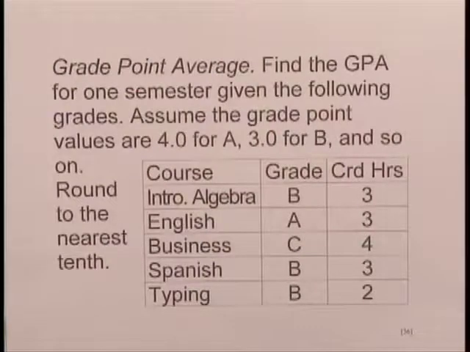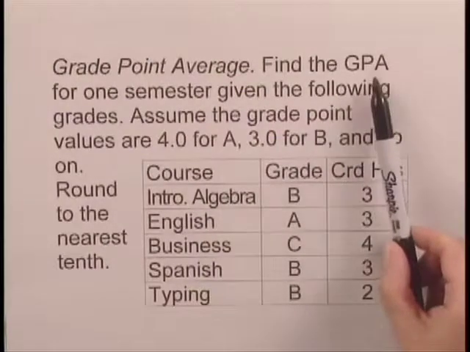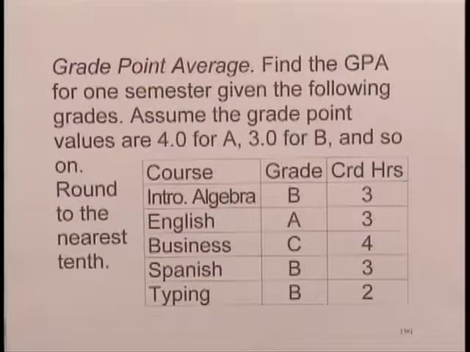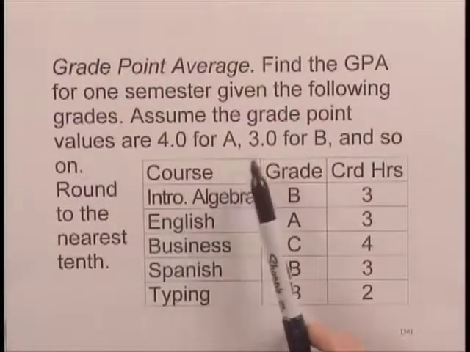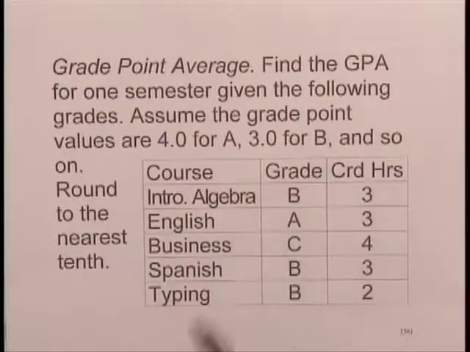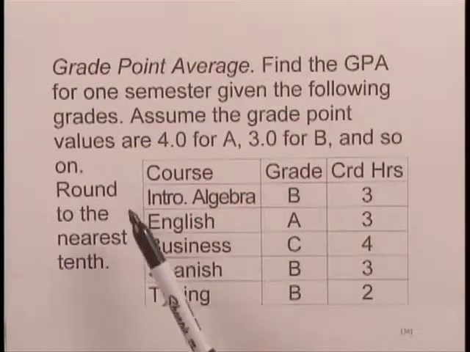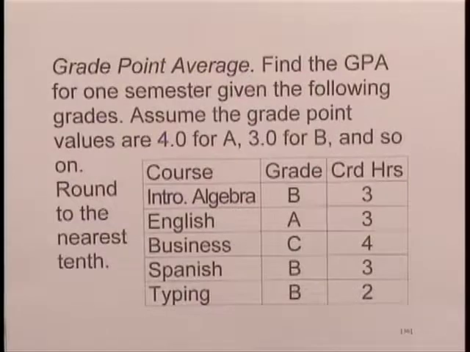For this application, we'll find grade point averages. We'll find the grade point average, or GPA, for one semester given the following grades. And we'll assume the grade point values are 4.0 for an A, 3.0 for a B, and so on. We'll also round the answer to the nearest tenth.